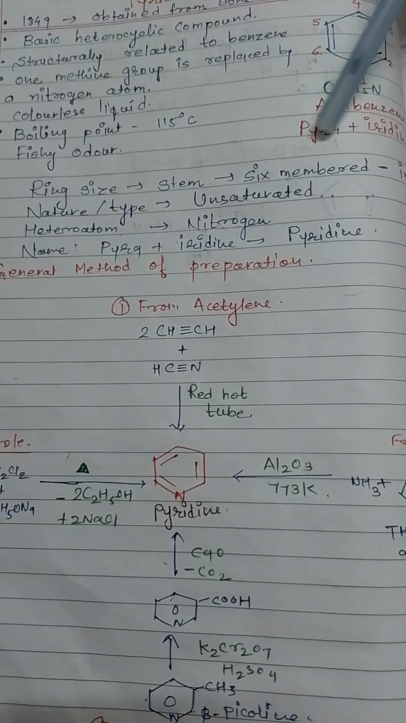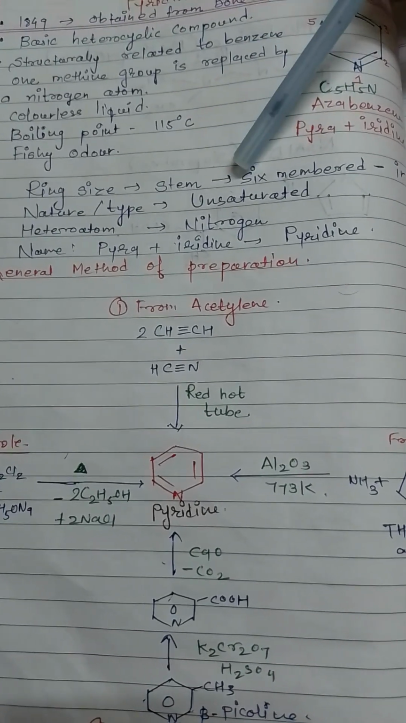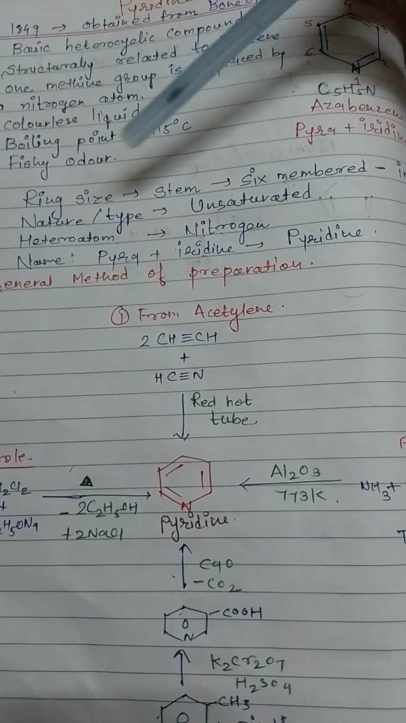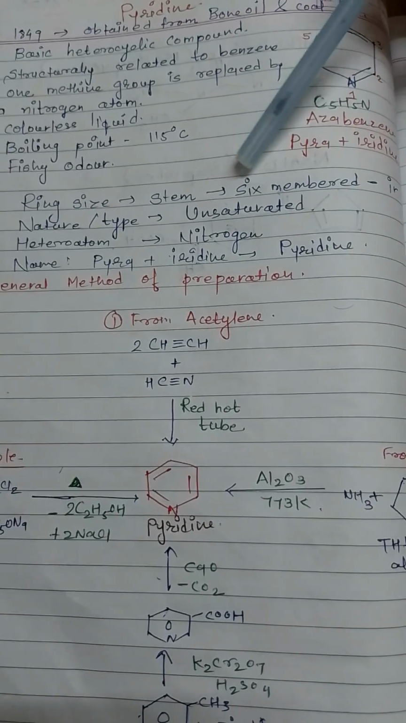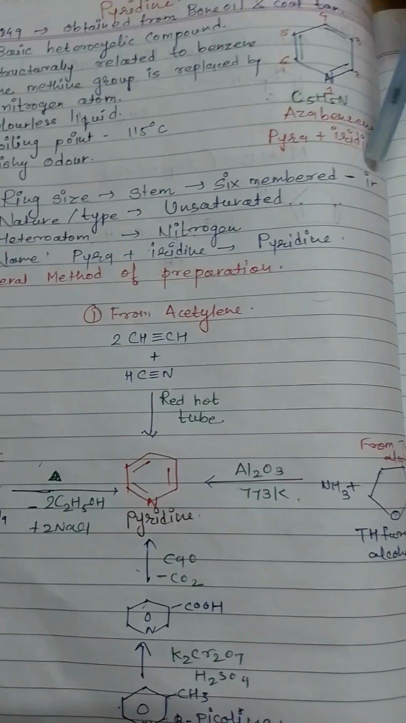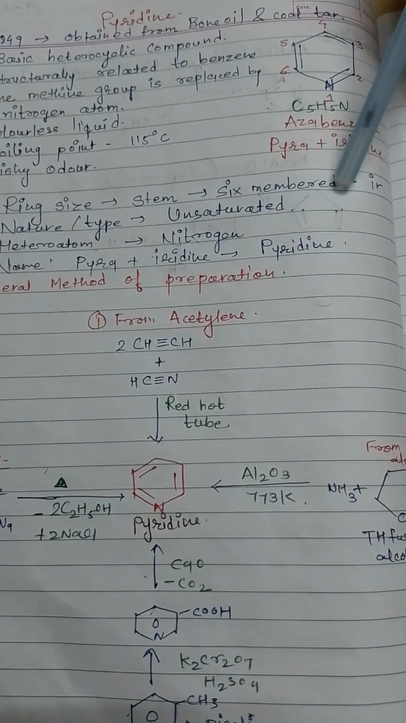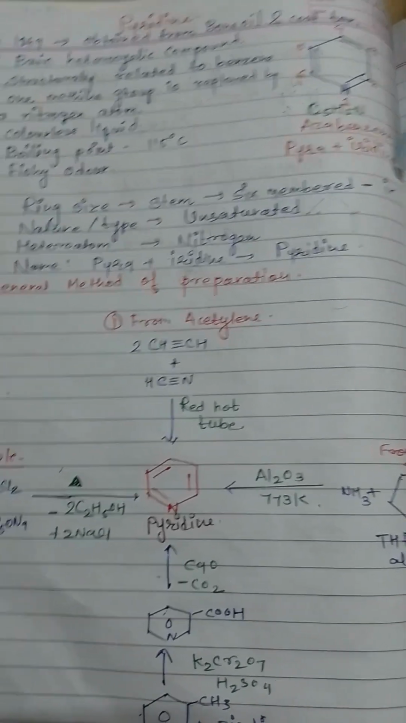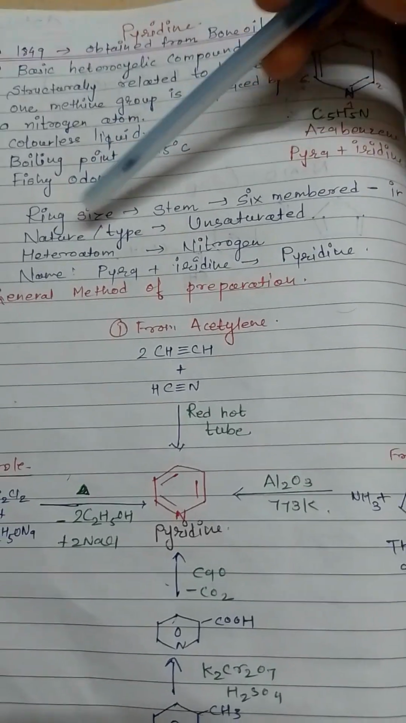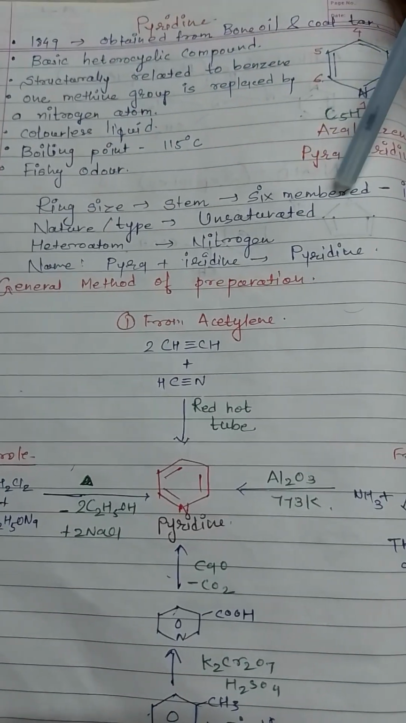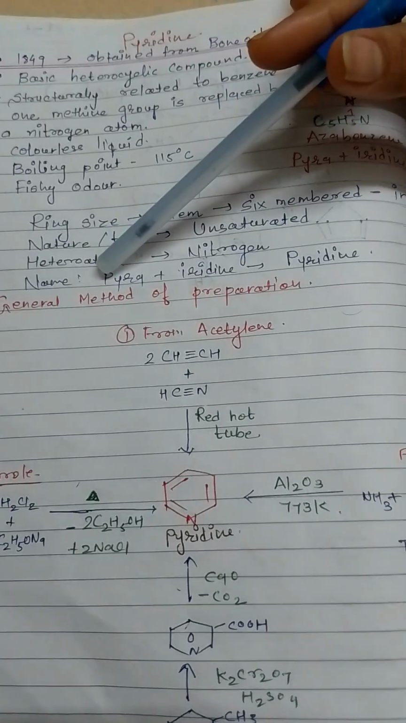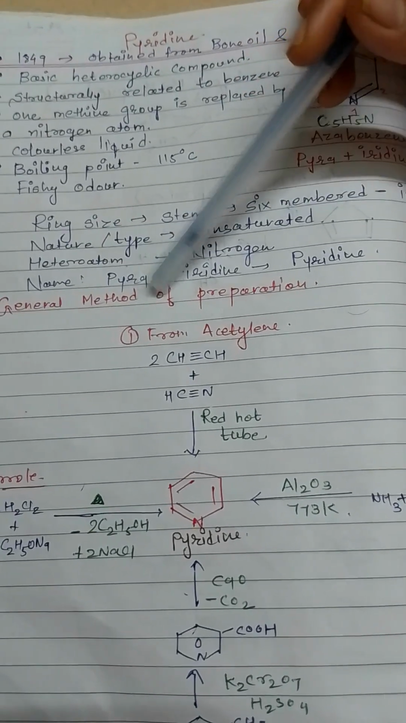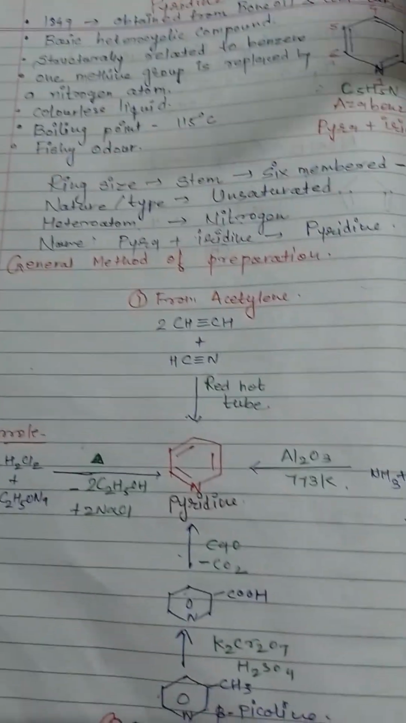See how you can nomenclate and classify this compound. First you have to write the ring size, or you can say the stem part. Ring size is a 6-membered ring, and for a 6-membered ring we use IR. The nature or type of the ring is an unsaturated ring. The heteroatom present is nitrogen. So how do you nomenclate? Pyra plus iridine is pyridine.